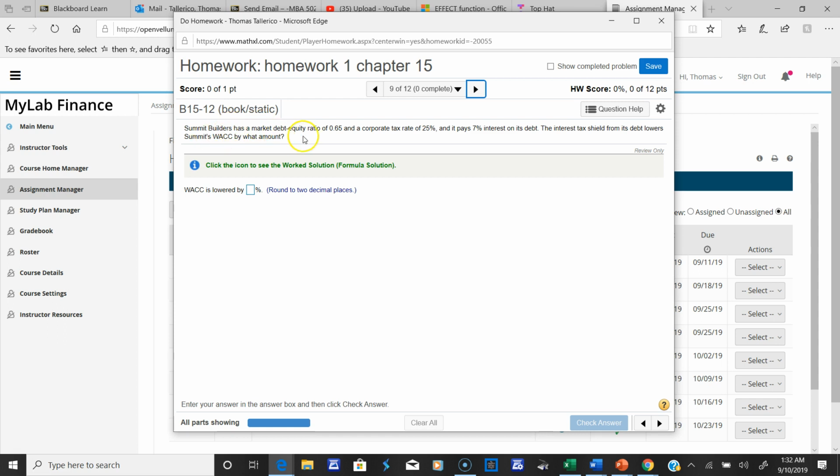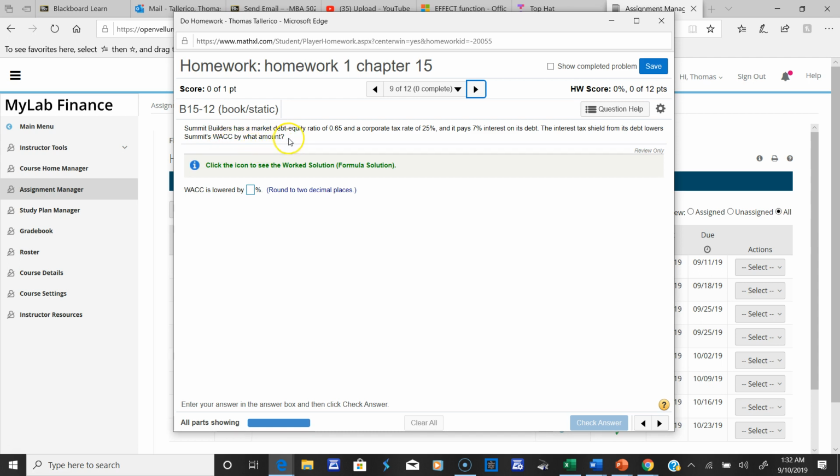Summit Builders has a market debt equity ratio of 0.65 and a corporate tax rate of 25%, and it pays 7% interest on its debt. The interest tax yield from its debt lowers Summit's weighted average cost of capital by what amount?